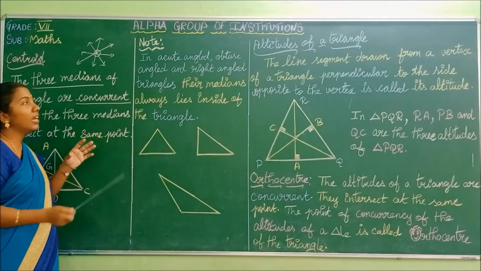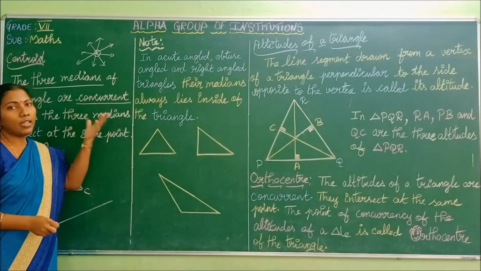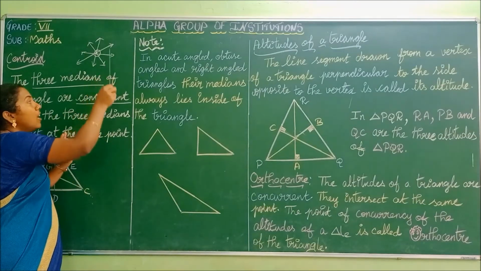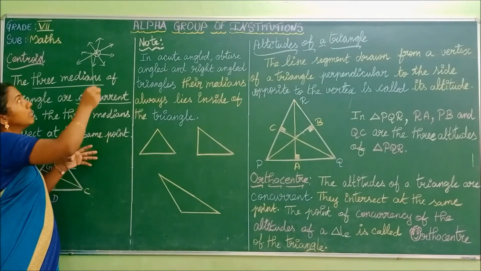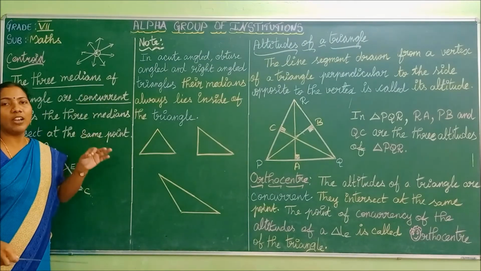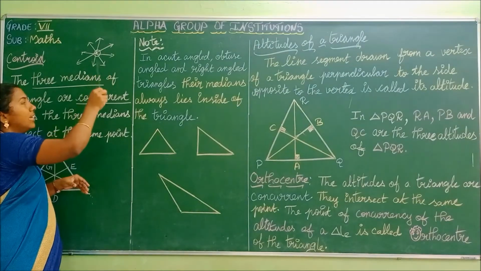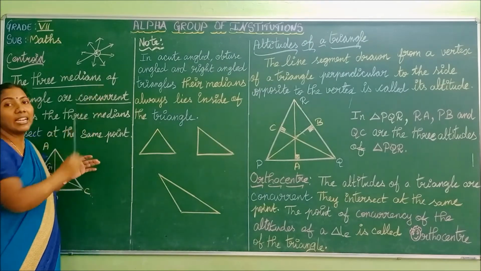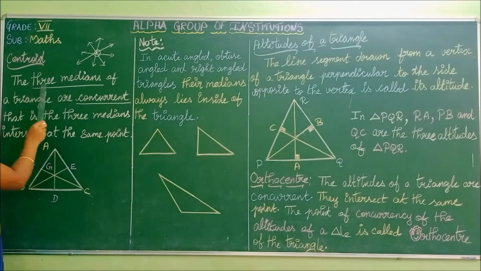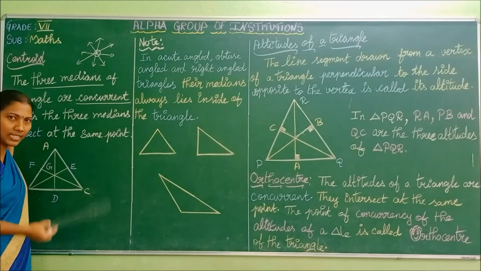Do you understand, children? Already we have explained this in 6th standard also. Once again I am recalling it now. If 3 or more lines meet at a point, then the point is said to be the point of concurrency, or point of concurrent. Then we can also call the lines concurrent lines. What is the name of the lines? Concurrent lines.